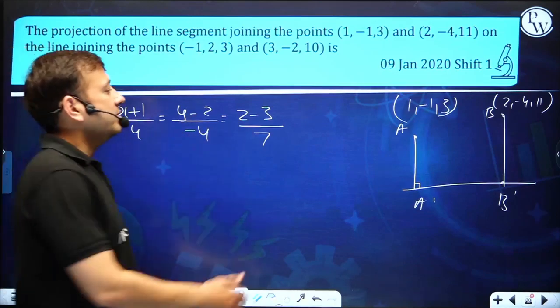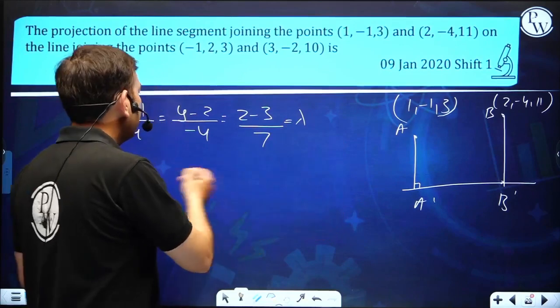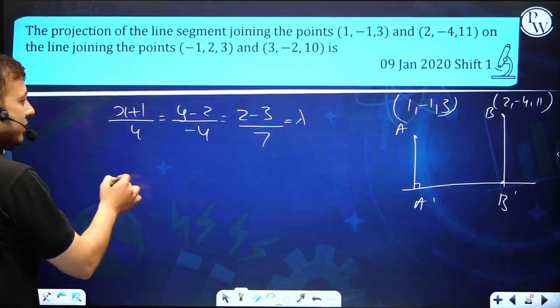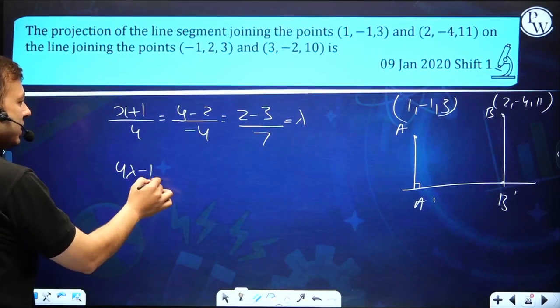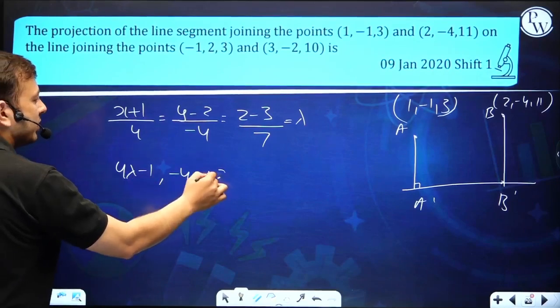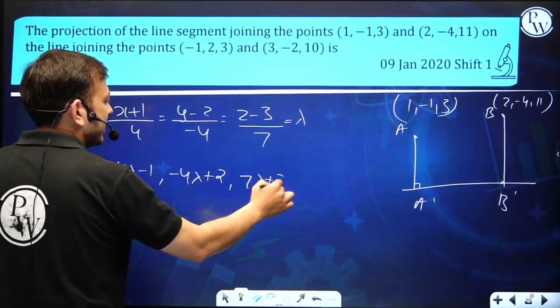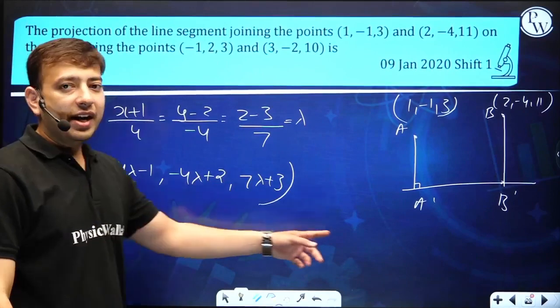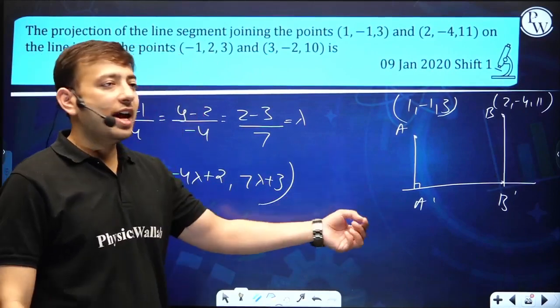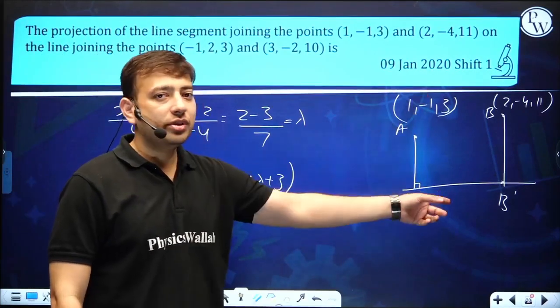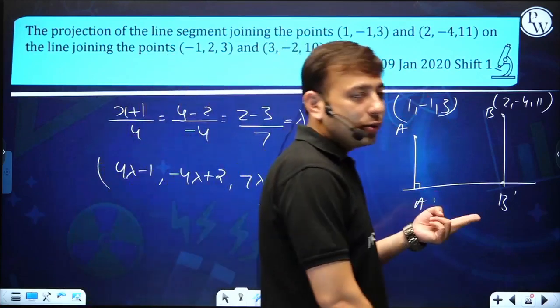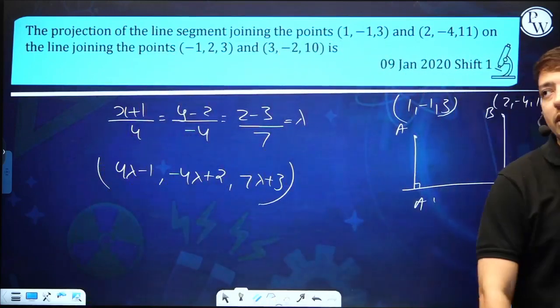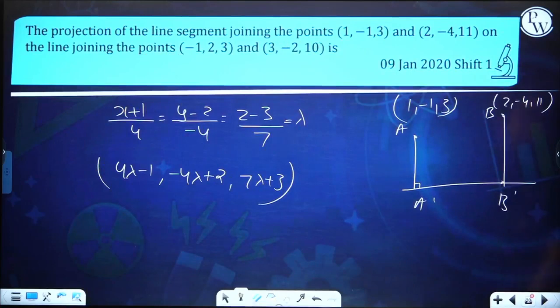So let it be equal to lambda. Any point on the line will be (4 lambda minus 1, minus 4 lambda plus 2, 7 lambda plus 3). So it can be A dash also, it can be B dash also. You need to find direction ratios and then apply perpendicularity. So you will get two different values of lambda. Okay. This is the method by which you will solve.